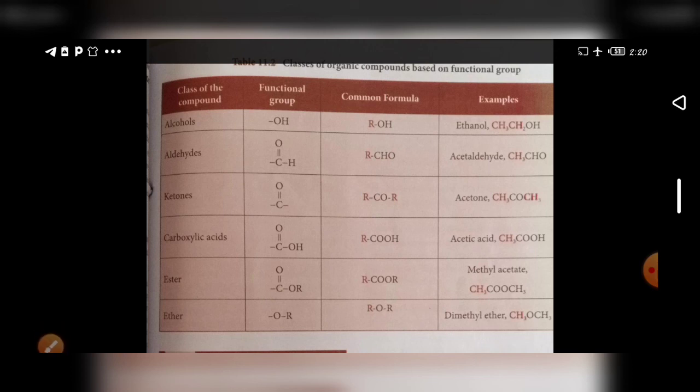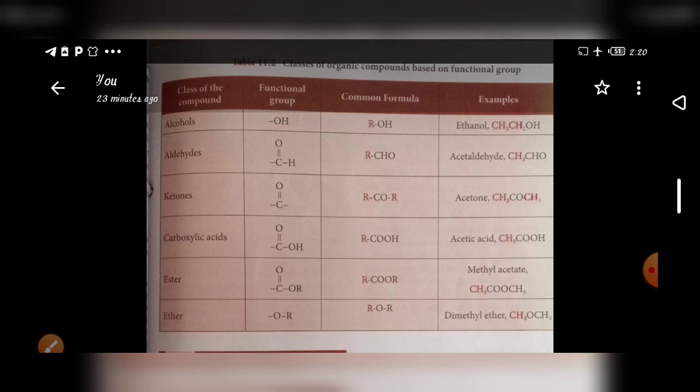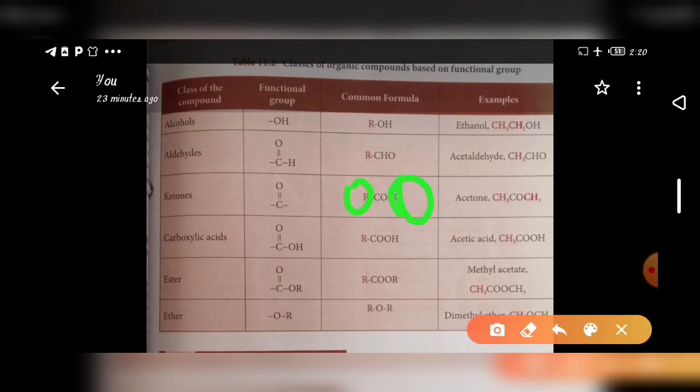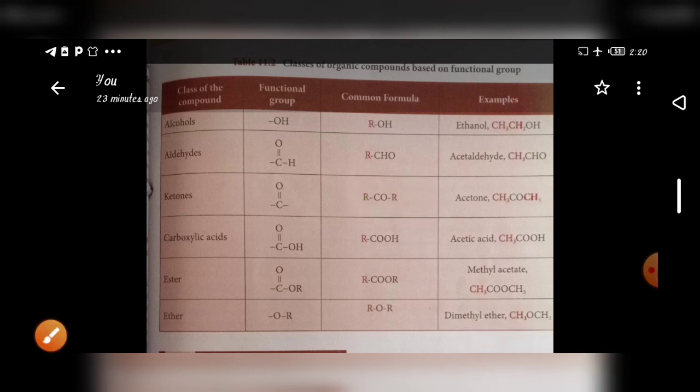Okay, aldehyde: CHO, where R is an alkyl group. Ketone: C double bond O, and the bond is attached with R. This R and this one are also alkyl groups. It may be single carbon or double carbon or triple, any number of carbons may be present. Next, carboxylic acid group, that is COOH, and this R is an alkyl group. The same way ester and ether also. These examples I will explain later.